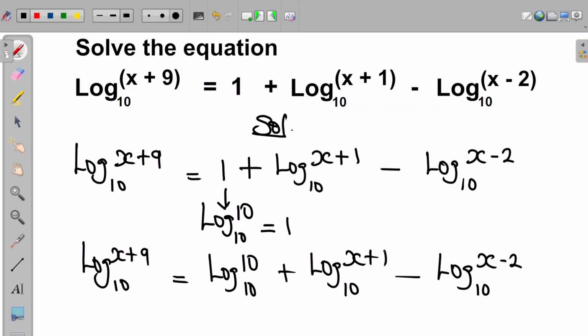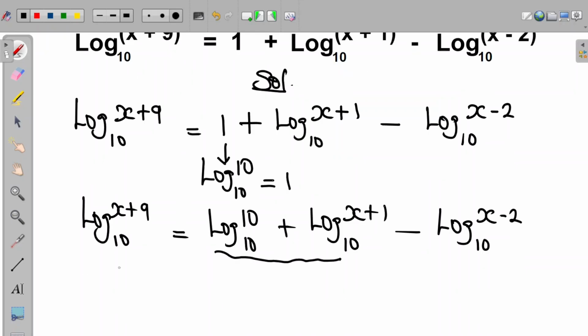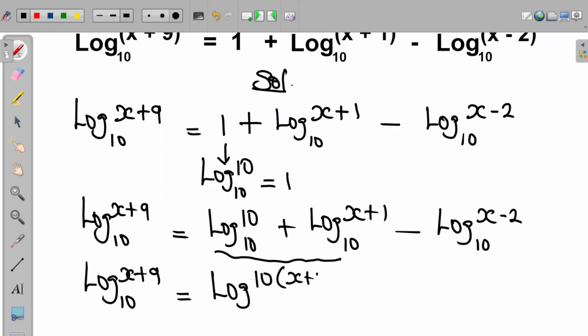Now at this point, we will apply the addition law of logarithm at the right hand side. So therefore, we have it that the equation becomes log(x + 9) all in base 10 equal to log[10 times (x + 1)] all in base 10 minus log(x - 2) all in base 10.